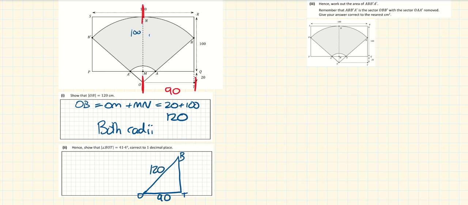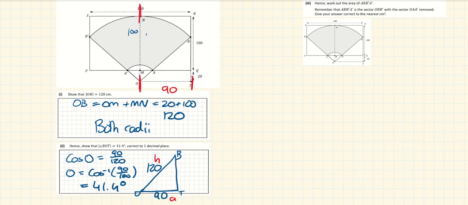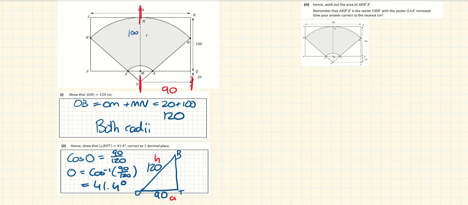Okay, so it's literally just a straightforward SOHCAHTOA question. So we've got an adjacent and we've got a hypotenuse. So we've got cos O equals 90 over 120. So O equals cos minus 1 of 90 over 120. And that will give you, correct to one decimal place, 41.4 degrees. So although it's a complicated diagram, the maths is actually very simple there. You just need to find that. Okay, so if you've done that, I'm going to zoom into the next bit.